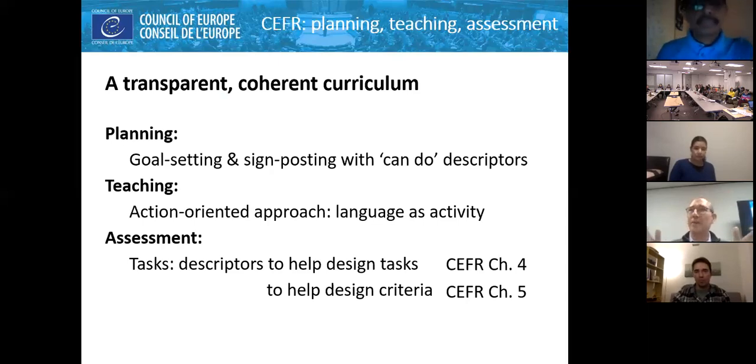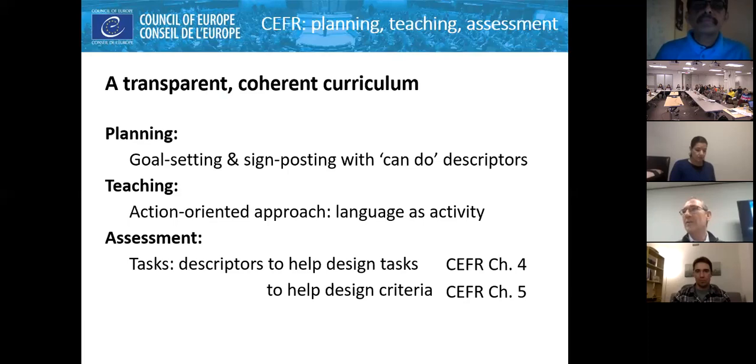It's a way of ensuring that different languages in the same department or in different parallel departments are using the same scheme, that you all use the same can-do objectives because they're valid across languages. And then the actual teaching with an action-oriented approach, working towards real-life language ability in tasks with conditions and constraints that reflect reality, language as an activity, learning through doing, etc., and assessment. And with assessment, the descriptors are useful for designing tasks, with descriptors from CFR Chapter 4, which are about what students can do and the domains and the conditions and constraints.